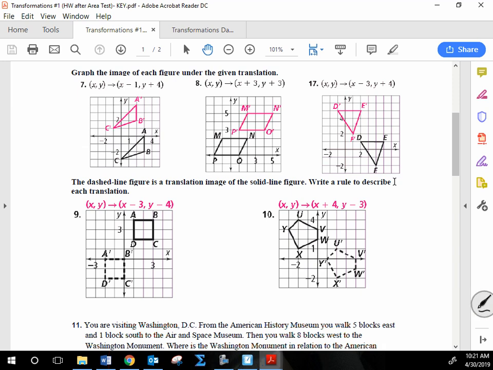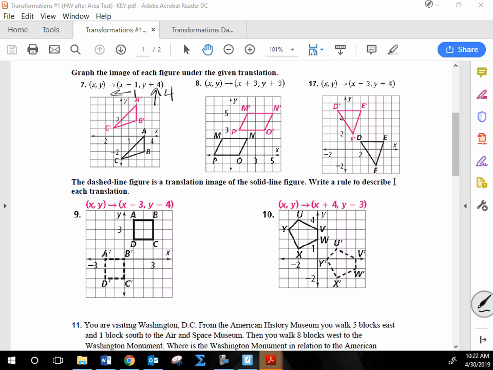All right, so 7, 8, and 17, and then 9, 10. For 7, 8, and 17, you had to draw the new picture. For 9 and 10, you wrote the rule. Now, for the rule we're just thinking in terms of shifting left, right, up, down, and then what that means for x's. So for number 7, it says x minus 1. What does that mean that I'm doing to my shape? Going left one. Good, I'm going left 1. And then y plus 4, what am I doing there? Up. Good, going up 4.